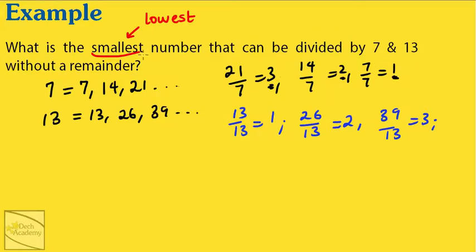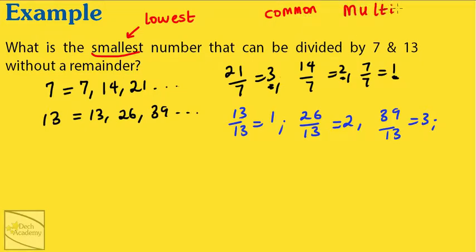So it's asking us for the smallest number that can be divided by 7 and 13 without a remainder. That means you're asking for a multiple of 7 and a multiple of 13. But they must be common. So the multiple must be common to both 7 and 13. So I'm going to write the word common, because we're looking for a multiple of 7 that's also a multiple of 13. So a common multiple, and of course multiple.